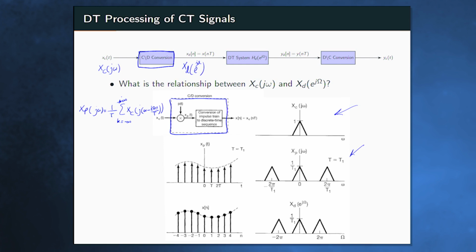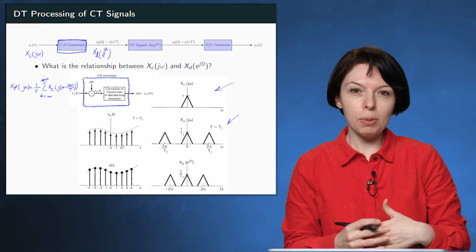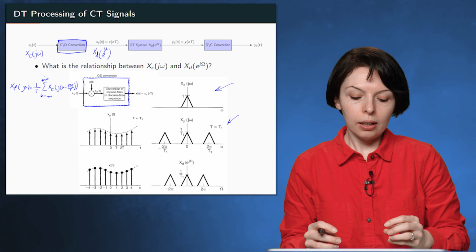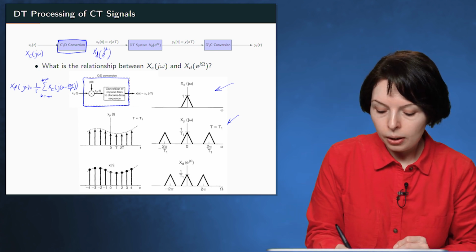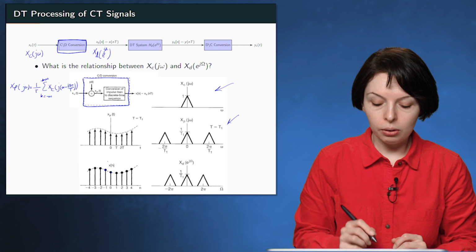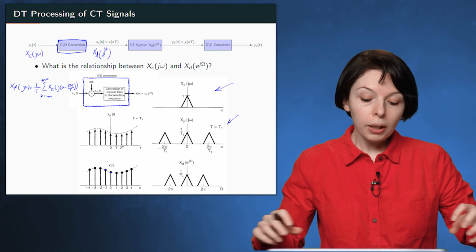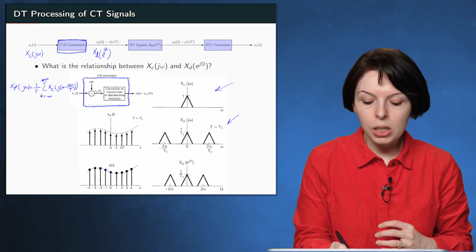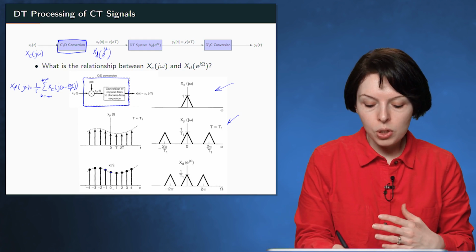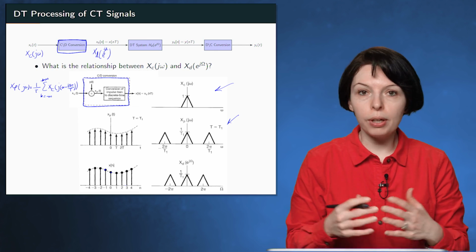And then we know the relationship between x of n and x sub p of t. It's basically using stem format to replace those delta functions and normalizing the x-axis, the time axis. So instead of having 0, T, 2T, 3T, we have n equal to 0, n equal to 1, n equal to 2, n equal to 3, and so on and so forth.